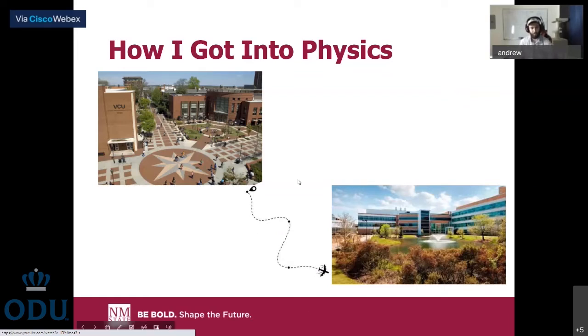I have a plane here. ODU's like 2 hours away. I didn't actually fly, not that that matters. But I registered for classes at ODU as a physics major, and I wanted to have some idea of what I would expect if I did this. This is a huge change.